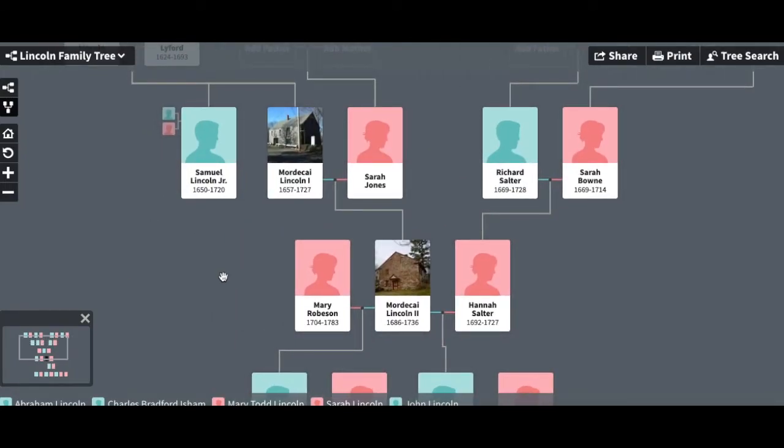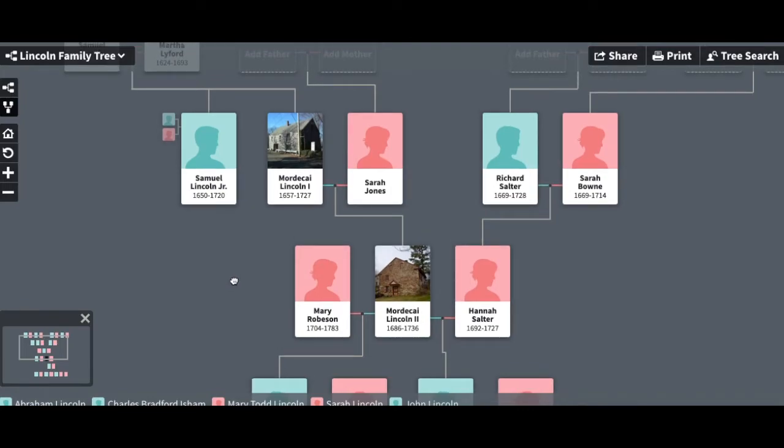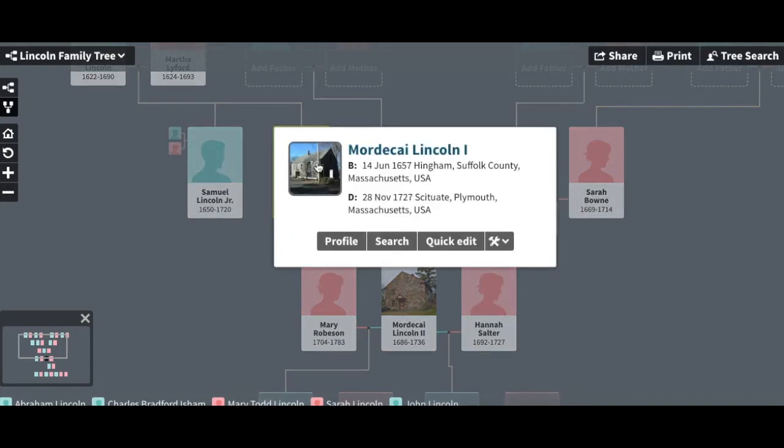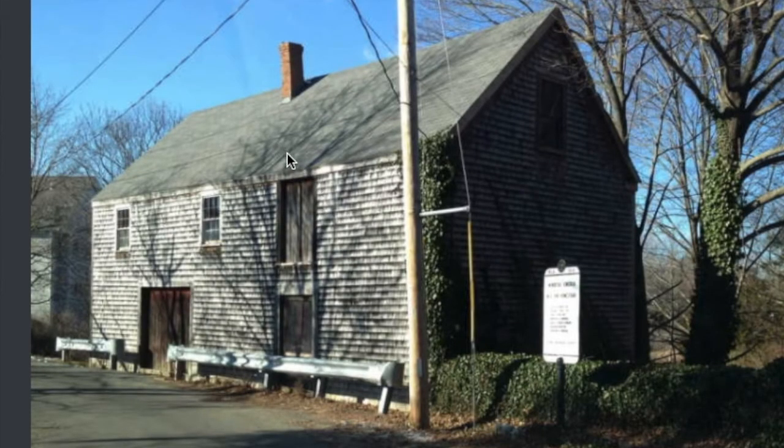Well, Mordecai Lincoln II's parents were Mordecai Lincoln I and Sarah Jones. Mordecai I was born in 1657 and died in 1727. He lived his entire life in Massachusetts. Interestingly, this Mordecai Lincoln also built a home that still stands today. It was originally built in 1691 in Scituate, Massachusetts. Obviously, it has not been restored in the same way that his son's house was, but it's still in pretty good shape today. It is currently historically preserved by the state.